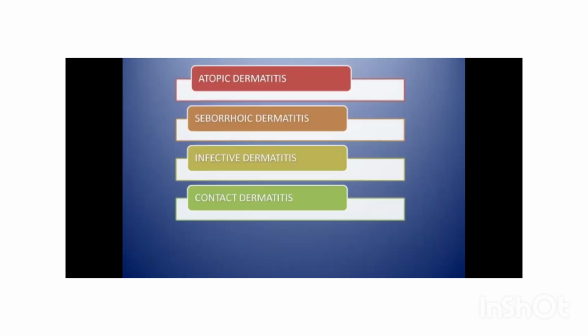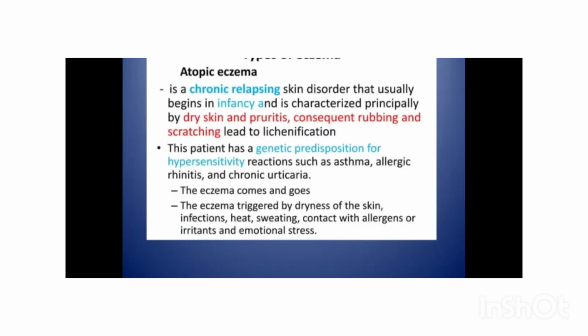Now we'll see the types of dermatitis. There are four types of dermatitis: atopic dermatitis, seborrheic dermatitis, infective dermatitis, and contact dermatitis. Atopic dermatitis, or atopic eczema, is a chronic relapsing skin disorder that usually occurs in infancy with clinical features of dry skin and pruritus. In atopic eczema, we can see dry skin and pruritus.